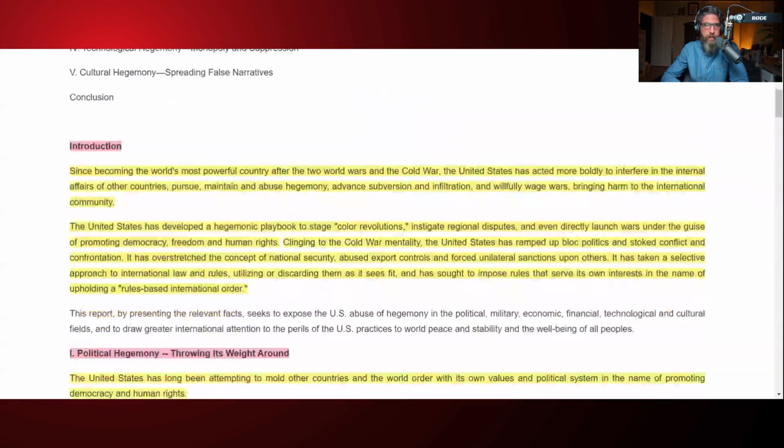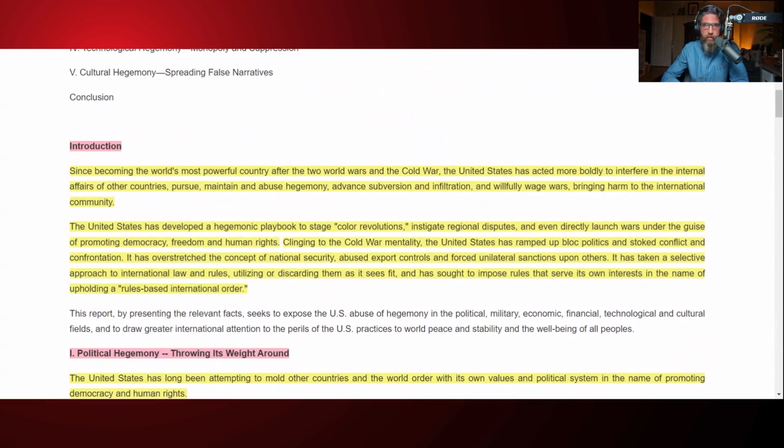So in the introduction: since becoming the world's most powerful country after the two world wars and the Cold War, the United States has acted more boldly to interfere in the internal affairs of other countries, pursue, maintain, and abuse hegemony, advance subversion and infiltration, and willfully wage wars, bringing harm to the international community. The United States has developed a hegemonic playbook to stage "color revolutions," instigate regional disputes, and even directly launch wars under the guise of promoting democracy, freedom, and human rights.